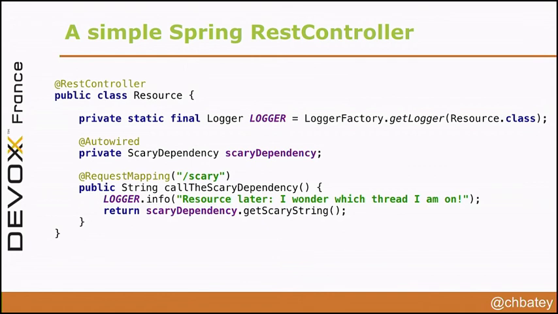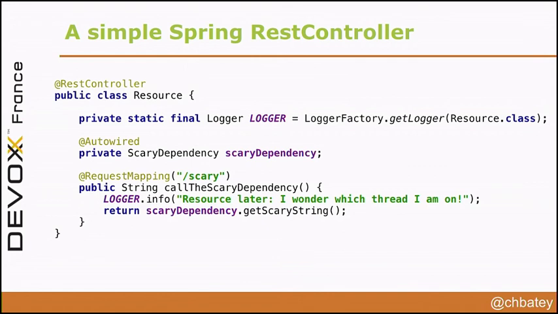a Hystrix one. So who's seen a class like this before? A Spring RestController. If you're using Jersey or JAX-RS, it's very similar. You have a request mapping, okay? And your precious thread comes into here, and then we log out to see which thread we're on. Then we call a scary dependency. That scary dependency, for me, is anything which isn't your code. Any libraries, any HTTP clients, that type of thing.